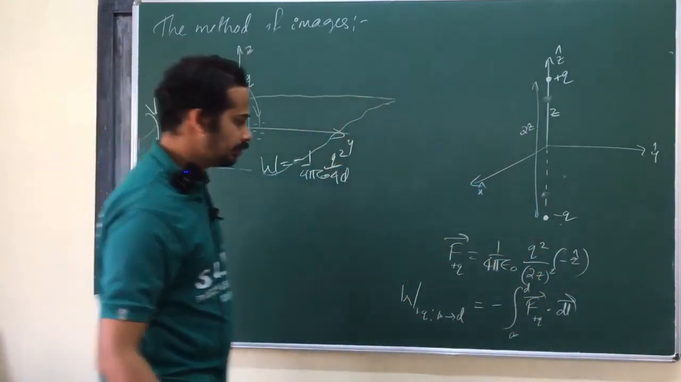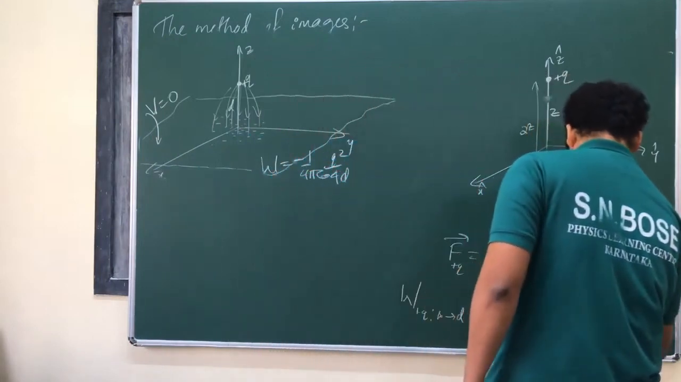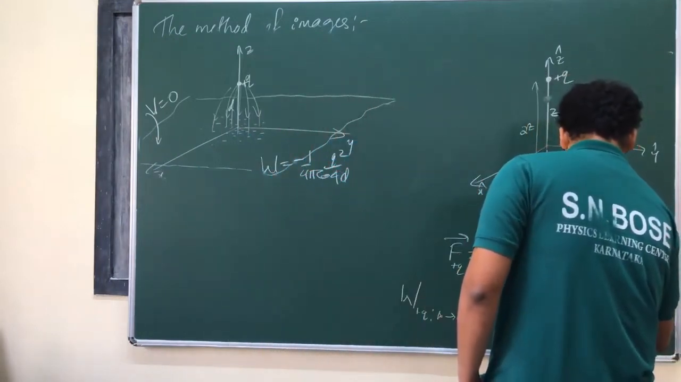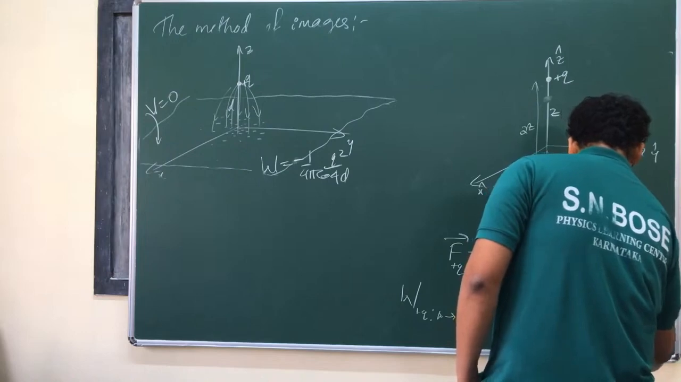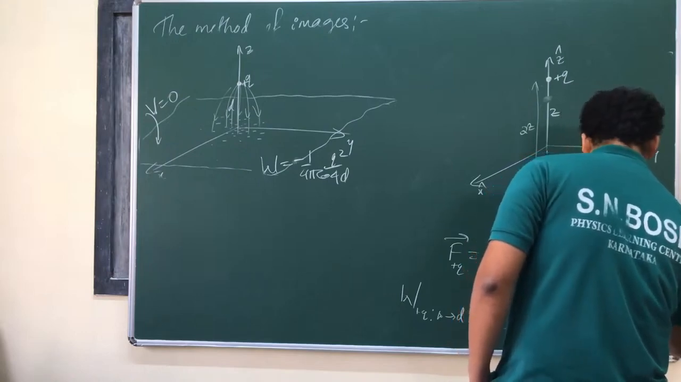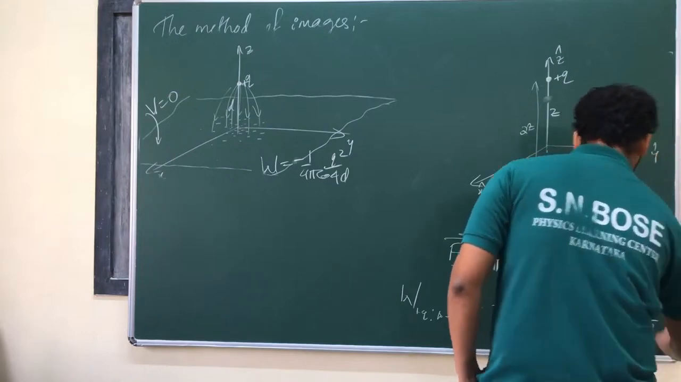And we found this value, isn't it? What was this value? Minus 1 by 4 pi epsilon naught, Q square divided by 4 into d. Am I right? We found it like this.